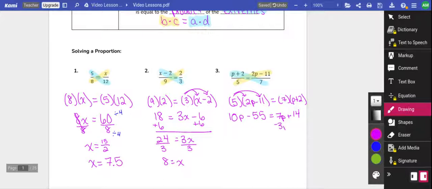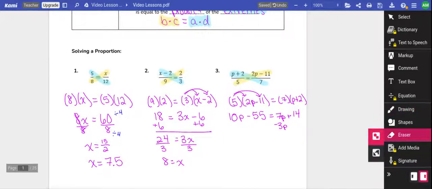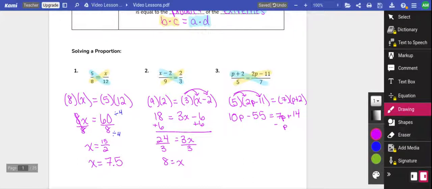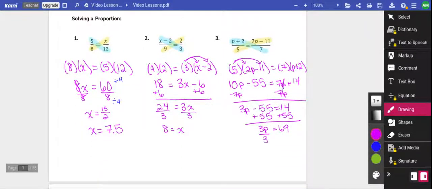All right, to solve for p, again, I'm going too fast. We're going to subtract 7p from both sides because I want to get all those p's to one side of the equal sign. 3p minus 55 is equal to 14. If I add 55 to both sides, I'm going to get 3p is equal to 69. And I can divide by 3 to get p by itself. P equals 23.